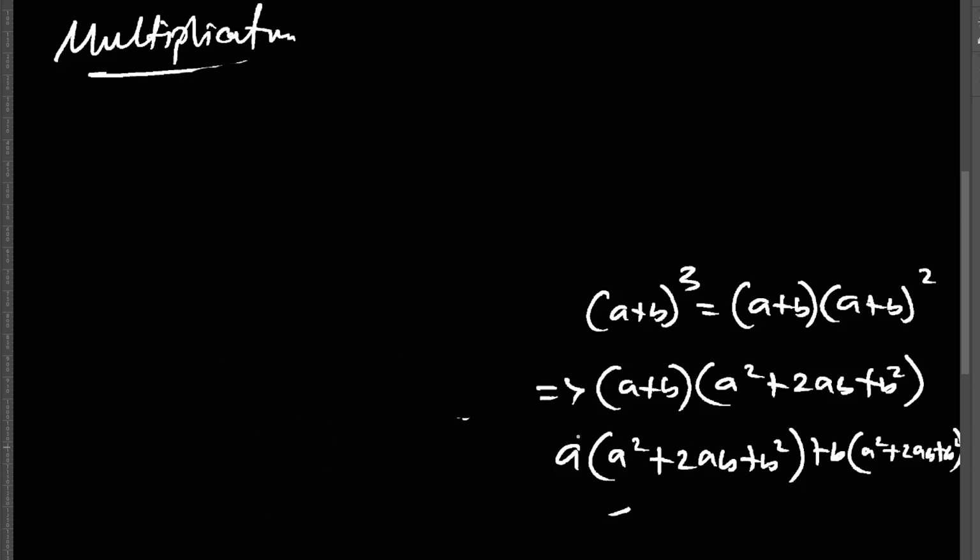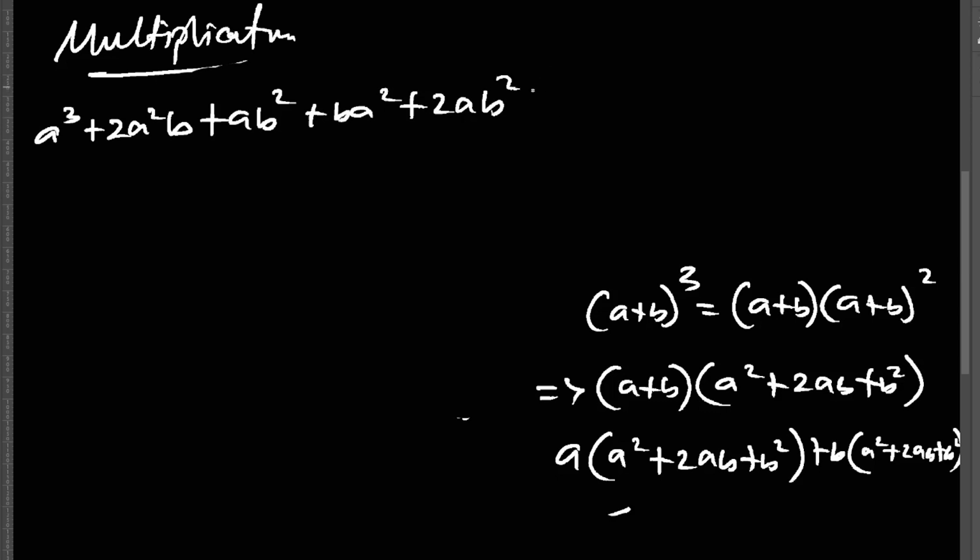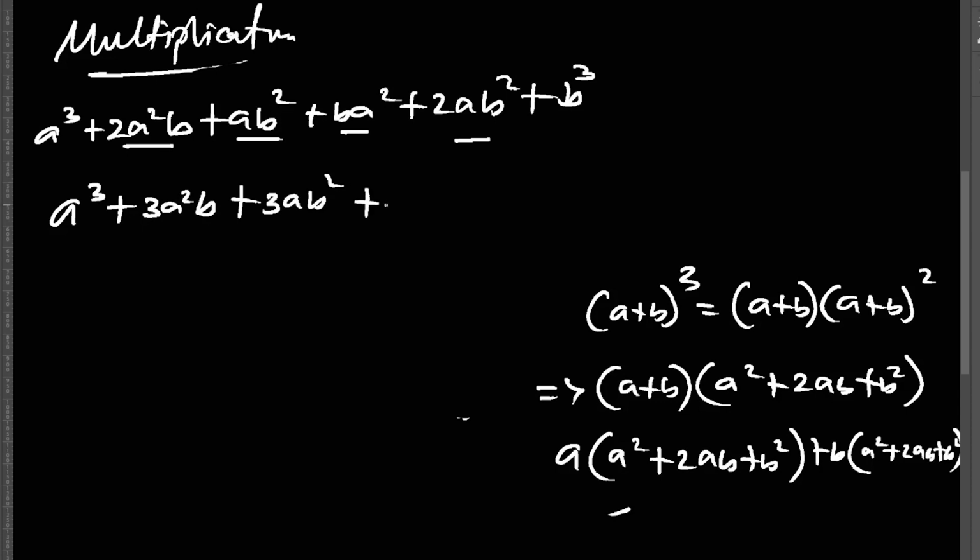So this is going to be a times a square, so that will be a cube plus 2a square b plus ab square. Then I can go for the second one as well, which is plus ba square, then plus 2ab square plus b cube. Therefore, if you look at this and this now, they are the same. This one and this one, they are the same. And this one and this one are the same. Therefore, I have a cube plus 3a square b plus 3ab square, then plus b cube. And this is another identity.